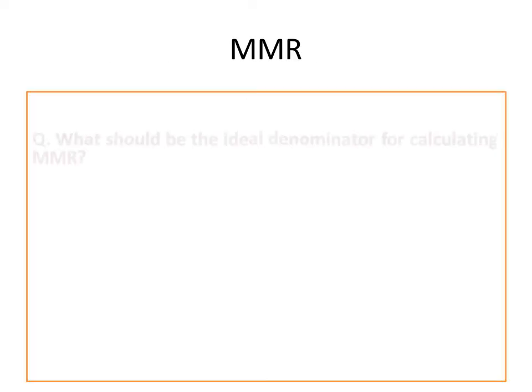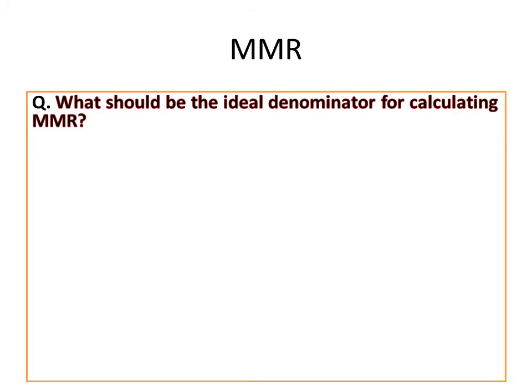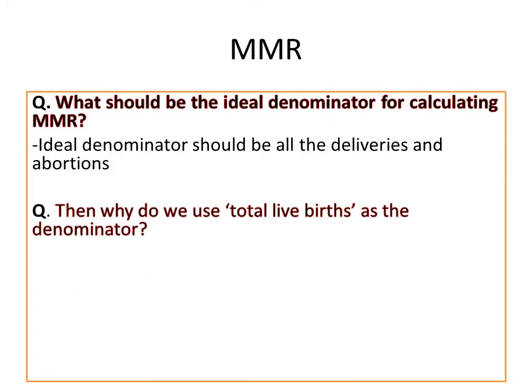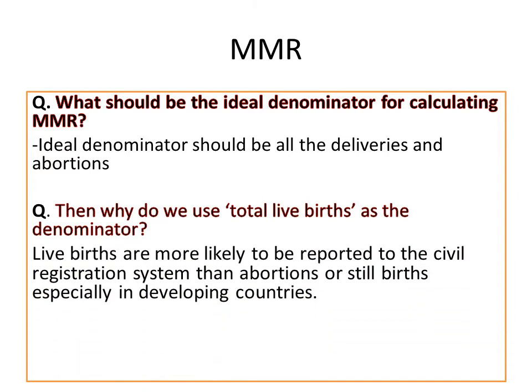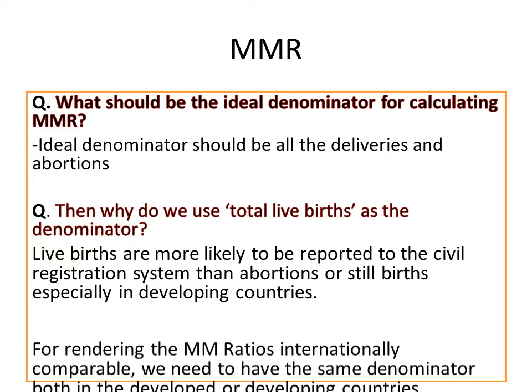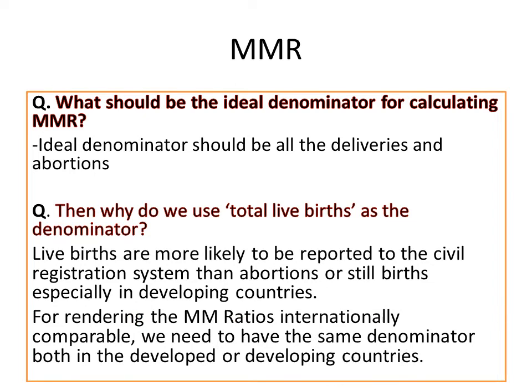Now, ideal denominator for calculating maternal mortality should be all pregnancies, whether they end in deliveries or abortions or stillbirths. But we use total live births instead because stillbirths and abortions are less likely to be reported, particularly in the developing countries. And hence that will lead to unpredictable denominators. It will give rates which are not comparable.